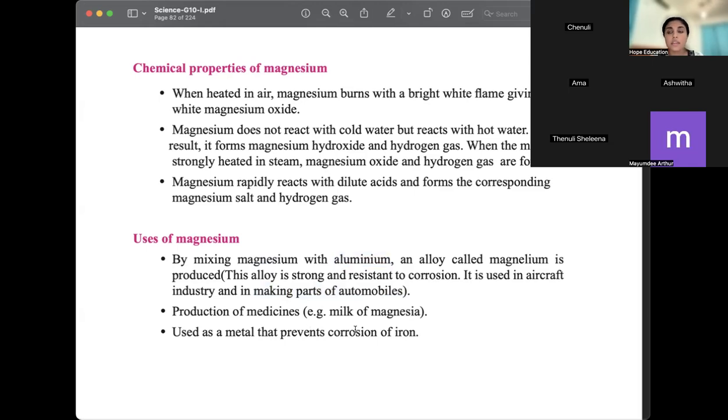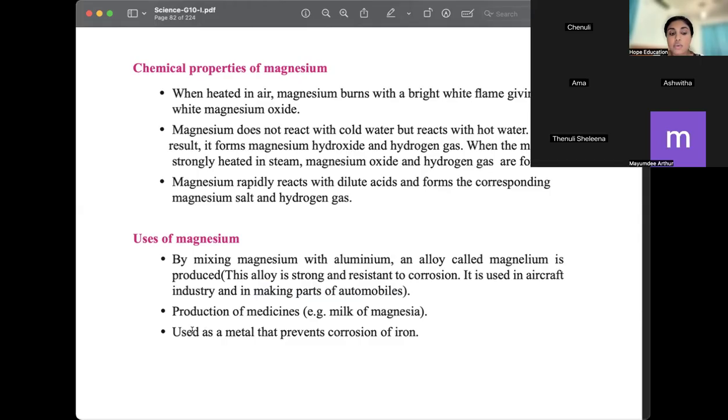Then also, if you have gastritis, right? Gastritis means there is gas, acid, in the stomach. So when you have gastritis, usually the doctor prescribes you milk of magnesia, right? Milk of magnesia is a product that comes in many different brands. So that is prescribed if you have gastritis. So that is made up of magnesium, right?